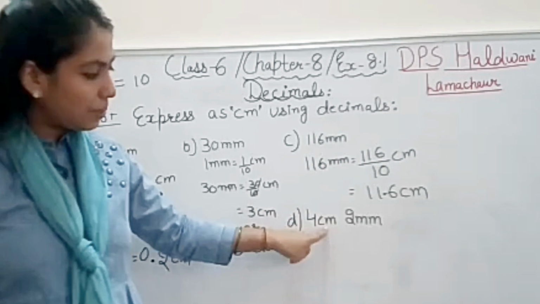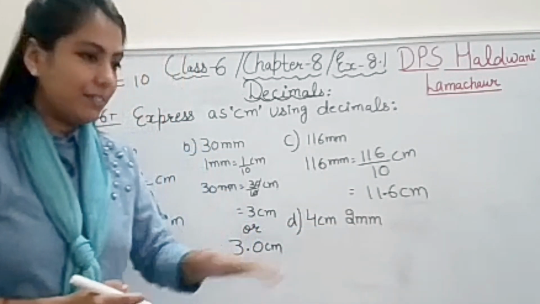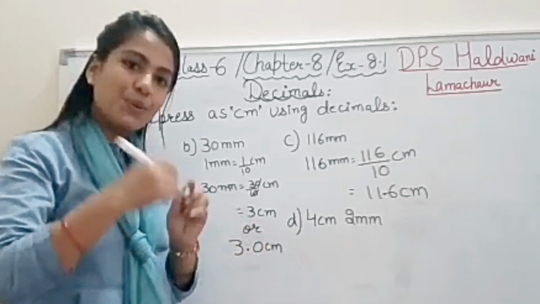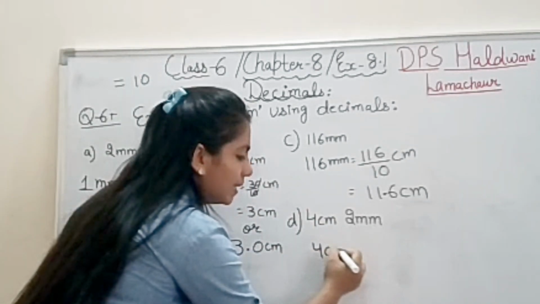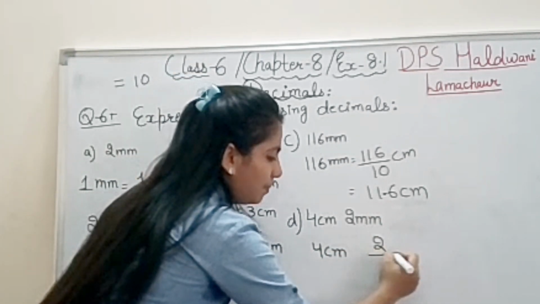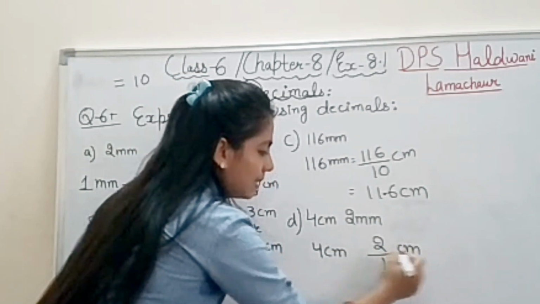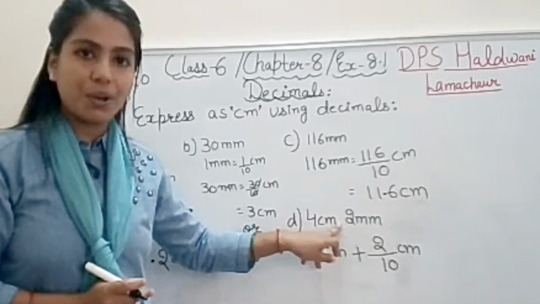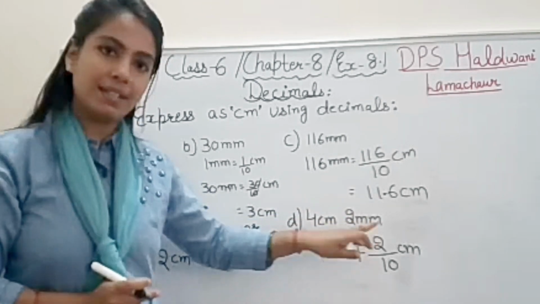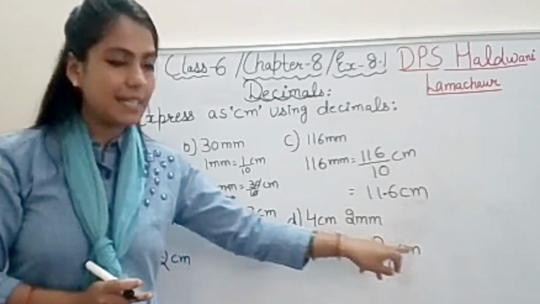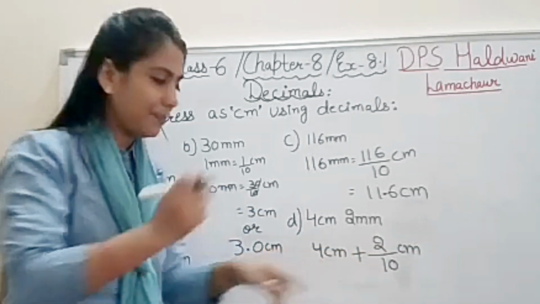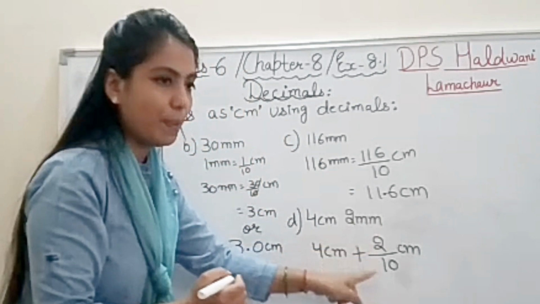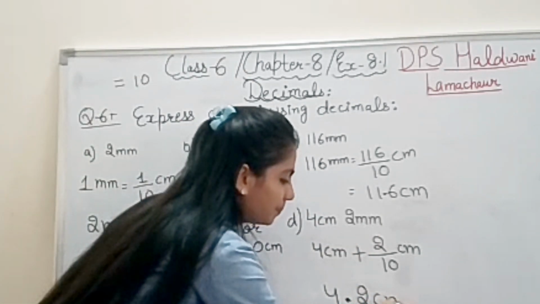Now coming to our D part. We have 4 centimeter and 2 millimeter. The term which is already in centimeter, no need to convert. We only convert the millimeter term to centimeter by dividing by 10. When both terms are converted to centimeter, there would be a plus. Earlier it was not, because the terms were different. Now both terms are centimeter and centimeter, so we add. So 4 centimeter plus 0.2, that is 4.2.